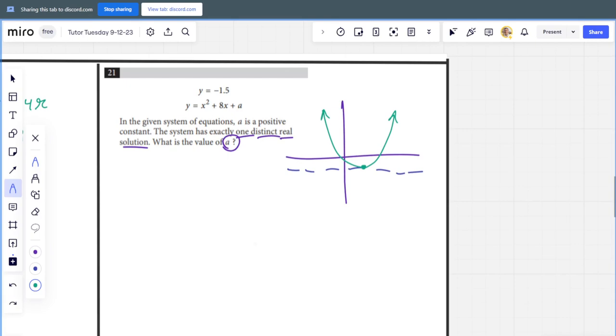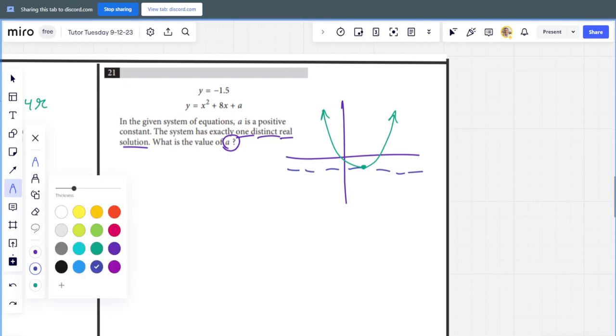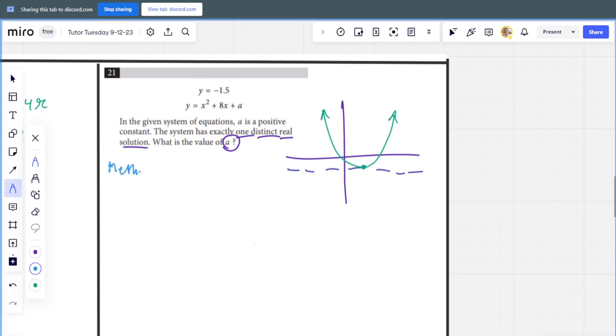Yeah, you're right. We could find the vertex, and the y value of the vertex would have to equal 1.5. That's an interesting way to approach it. I was actually going to use a discriminant. So let's do both methods here. If we want these two equations to be equal, let me do method 1 first. Method 1, discriminant. And then we'll do vertex. Maybe vertex is actually faster.